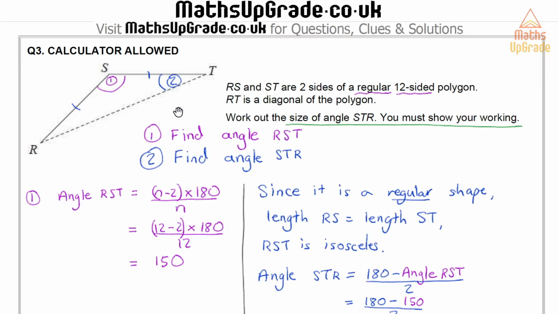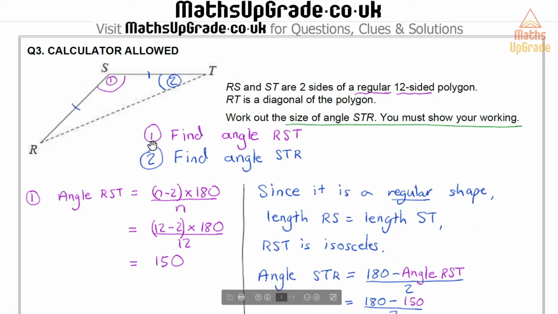To find angle RST, which is this angle here, I've labeled 1. I'm going to use the fact that each angle is equal to the sum of angles in that shape, n minus 2 times 180, divided by the number of sides, because it's a regular shape. So for a 12-sided shape, 12 take away 2, times 180, divided by 12 gives 150. So this angle here is 150 degrees.